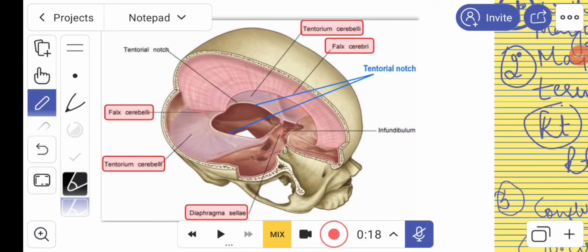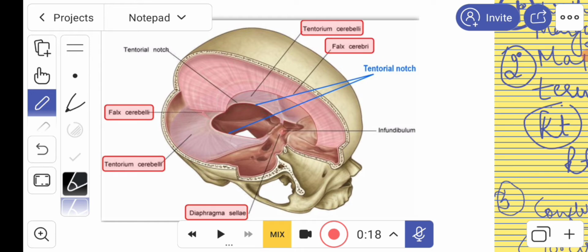Hello everyone. In continuation with the venous sinuses, today's topic is on unpaired venous sinuses. First of all, the superior sagittal sinus: where it is located, from where it gets the blood, and where it terminates.